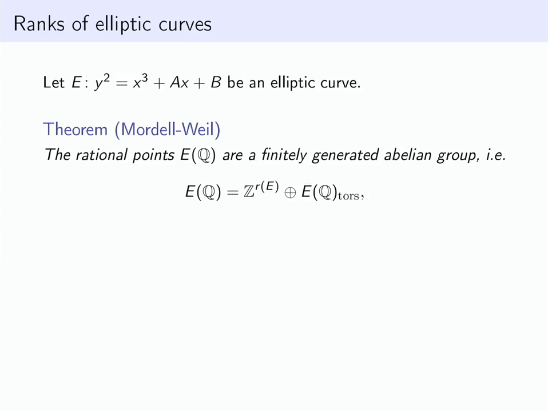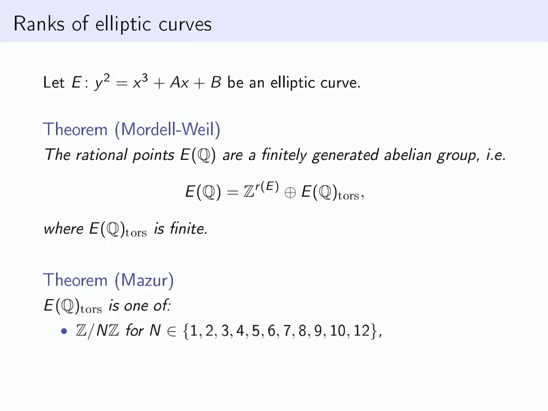So in particular, if you look at these points, you get some free part and some torsion part. This number R of E is the rank of an elliptic curve, and the torsion part is some finite group. As is common when one puts up a slide of this type, one immediately follows the Mordell-Weil theorem with the theorem of Mazur, saying that the torsion subgroup has been completely classified. It's either cyclic of order n for one of these n's, or it's Z mod 2 cross Z mod 2n for n up to 4.